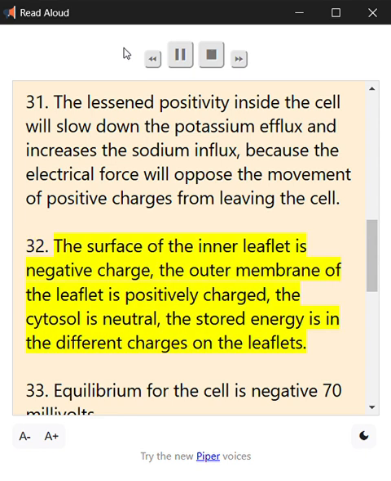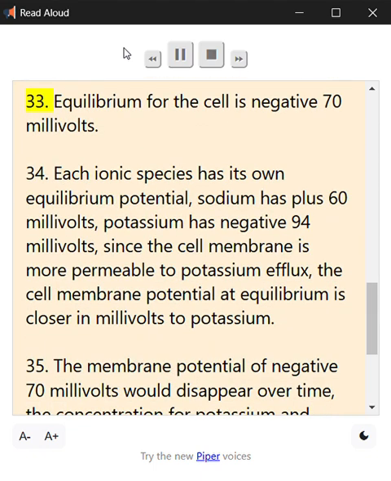32. The surface of the inner leaflet is negatively charged, the outer leaflet is positively charged, and the cytosol is neutral; the stored energy is in the different charges on the leaflets. 33. Equilibrium for the cell is negative 70 mV. 34. Each ionic species has its own equilibrium potential. Sodium has plus 60 mV, potassium has negative 94 mV. Since the cell membrane is more permeable to potassium efflux, the cell membrane potential at equilibrium is closer in millivolts to potassium.